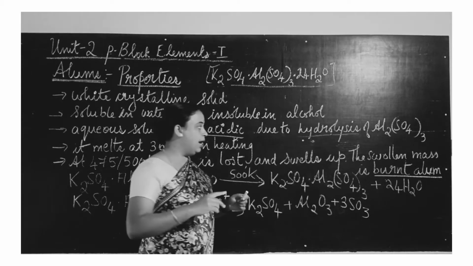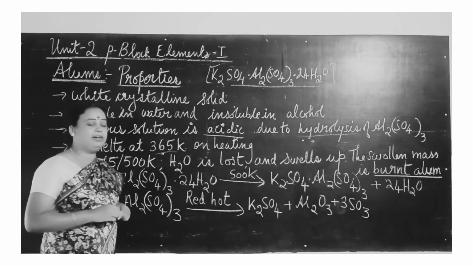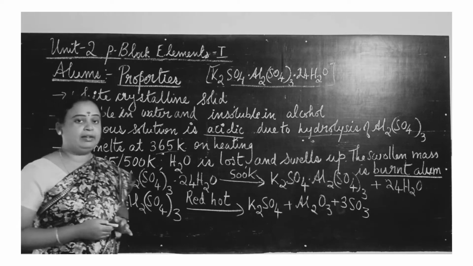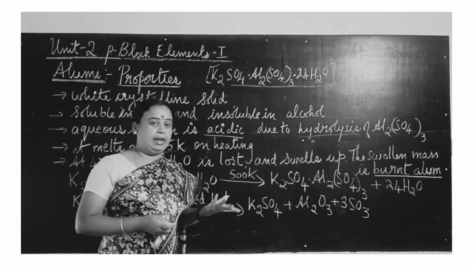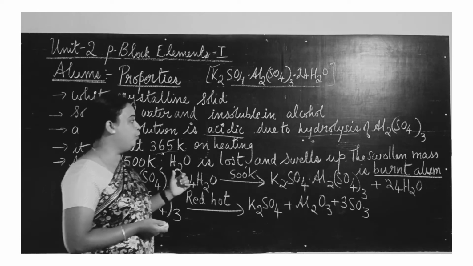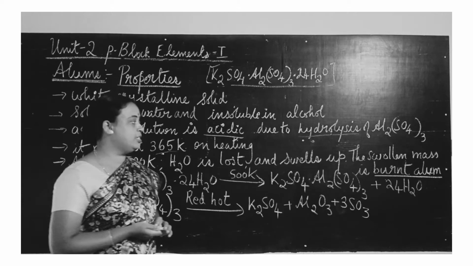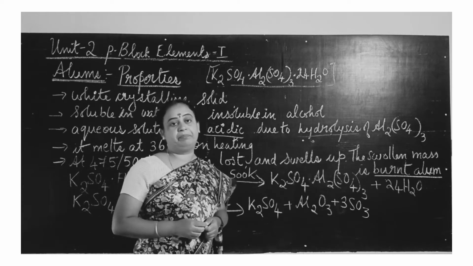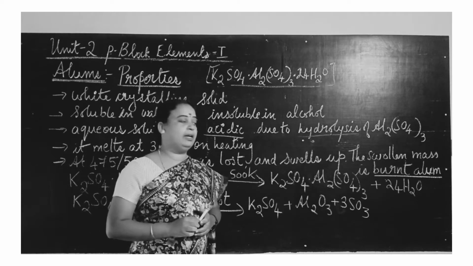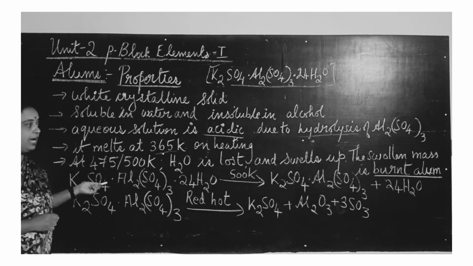So what is burnt alum? At 475 Kelvin or 500 Kelvin on heating, the alum loses its water molecules. How many water molecules? 24 water molecules, and swells up. This swollen mass is called burnt alum. Understood? Now let us look at the reaction of how the burnt alum is formed.